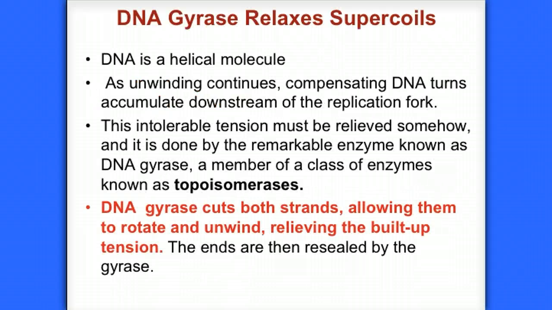There is another enzyme. Once helicase has opened the two strands, each strand is further supercoiled too. So we have to remove those supercoils to stretch it. And that uncoiling is done by another enzyme, gyrase, which belongs to a very big class of enzymes called topoisomerases.